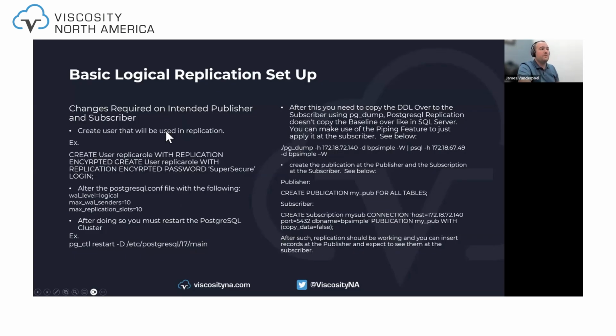Basic logical replication setup. This is a very vanilla setup just to give you a high-level overview. Changes required on the publisher and subscriber: you create a user that will be used in replication just like you did previously. You would alter the PostgreSQL conf file. Some of these settings might look familiar. The wal_level, this time instead of setting it to its default of replica, we're setting it to logical. And then you just comment out the max_wal_senders to 10 and the max_replication_slots to 10.